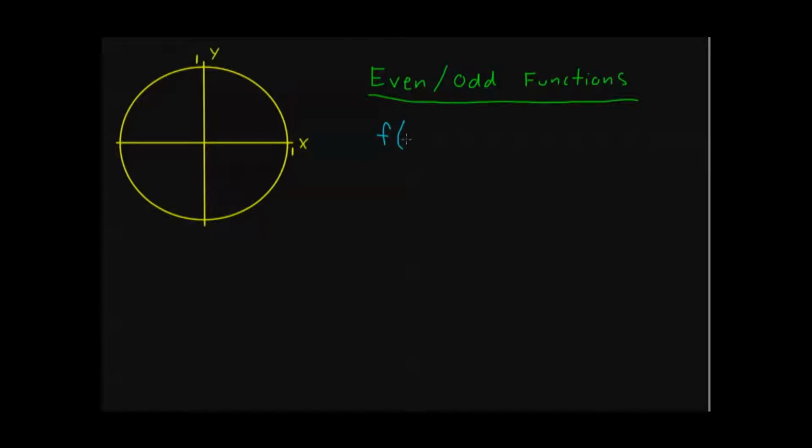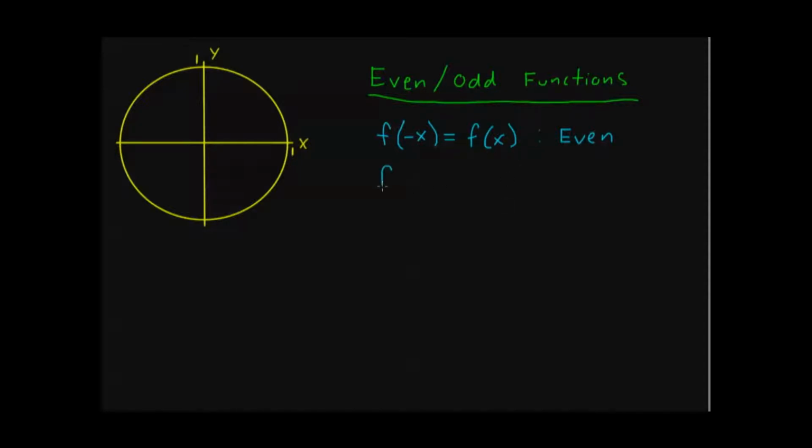Now if I have f of negative x, and that is the same thing as f of positive x, we call this an even function by definition. Whenever you plug a negative value and a positive value into the same function and you get the same value, it's an even function.